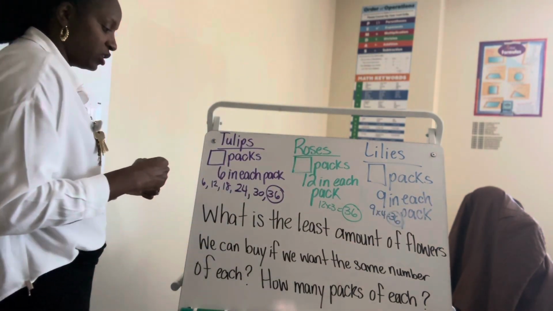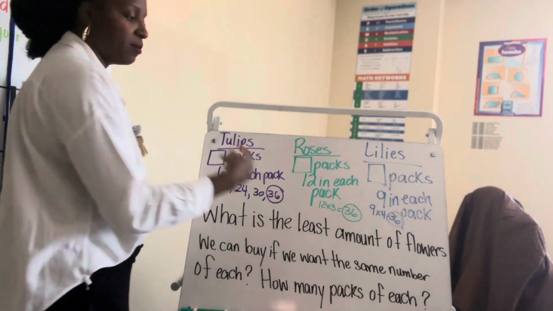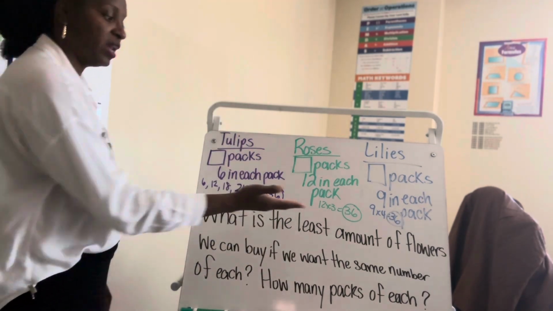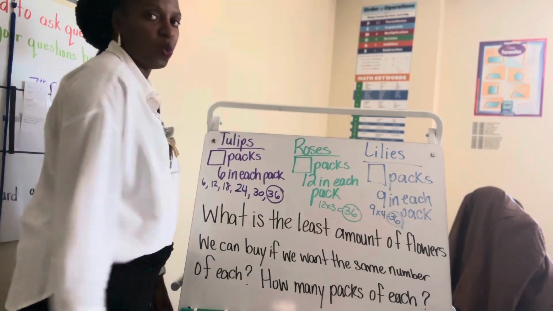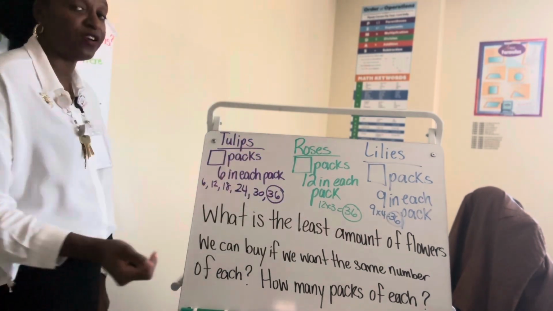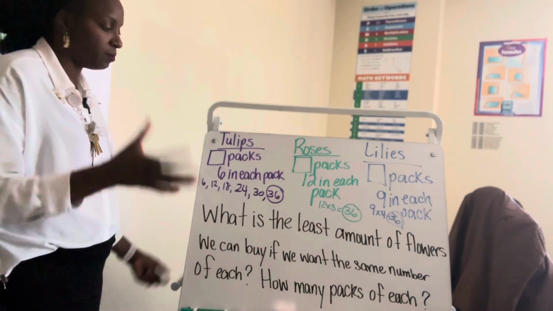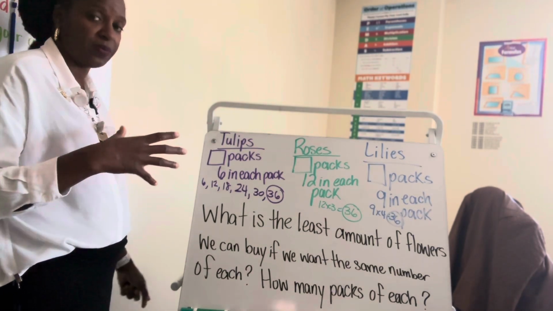So that actually ended up being the smallest number that we can have in common, which we would call the least common multiple. The multiple is the answer you get when multiplying. So we see that 36 would be the smallest number of flowers we could pick up.